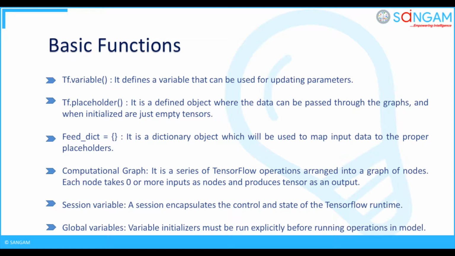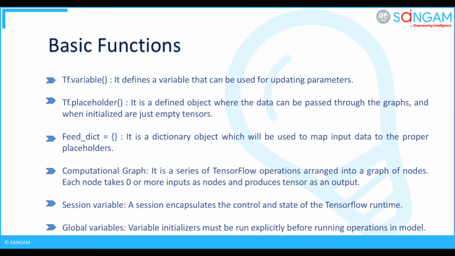The first function, tf.Variable, is a very common function, which will be used whenever you build any algorithm. It defines a variable that can be used to update parameters, and it is defined by taking a tensor as its initial value, and it can also be a constant or random value.